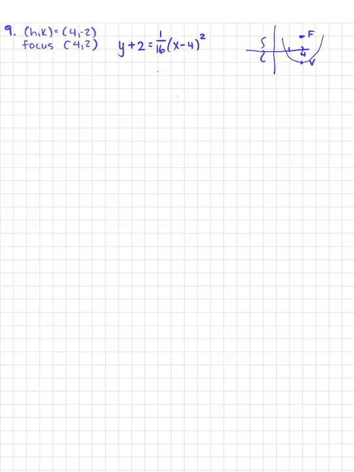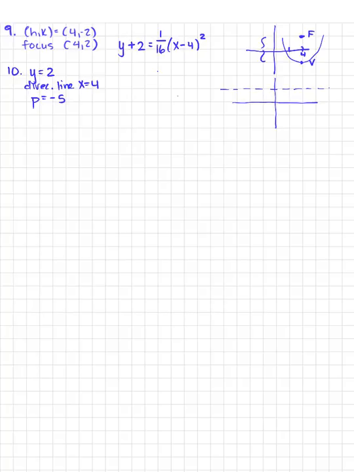Number 10, we are symmetric with respect to the line y equals 2. So that's like your axis of symmetry. And you are going to have directrix is the line x equals 4. X equals 4. And then p is going to be a -5. All right, so if we sketch that one out, so this would be our axis of symmetry right here. So we know we're going to be on that line.